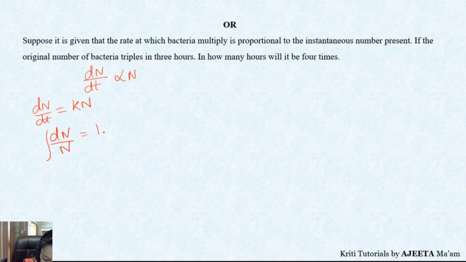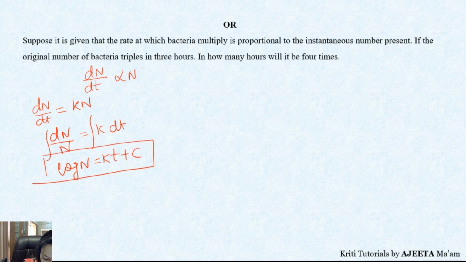So dN by N equals k dt. Let's integrate both sides. So log N is equal to kt plus c. Now this is your simple equation. Again, 1 mark for this, 1 mark for this. Okay, this is how we categorize.